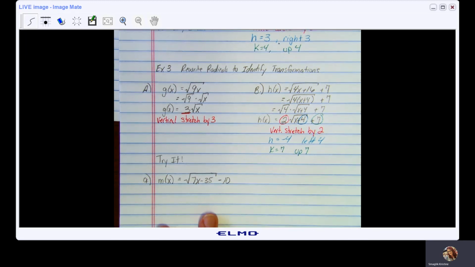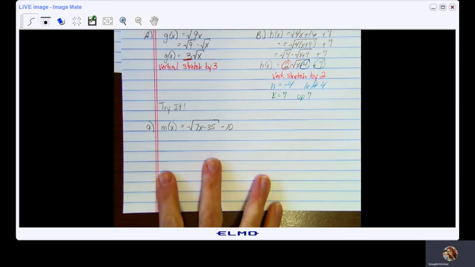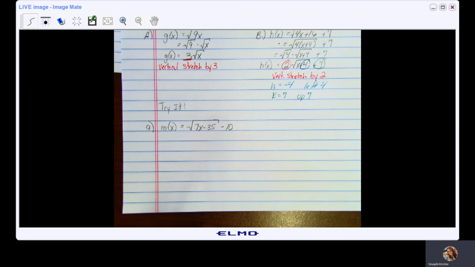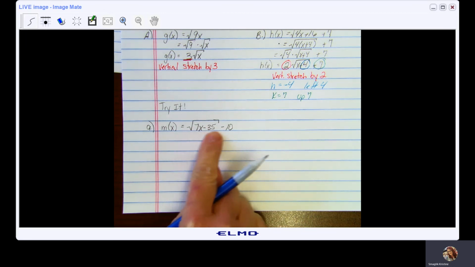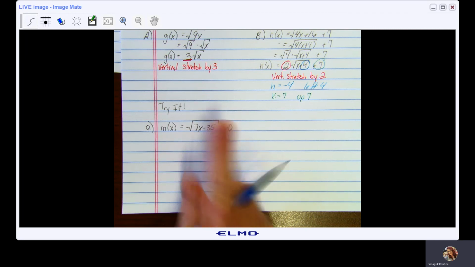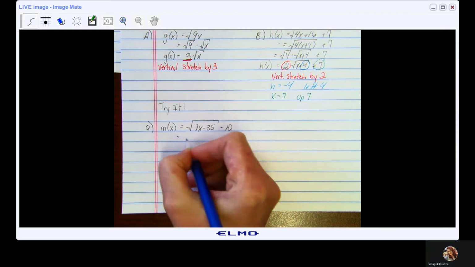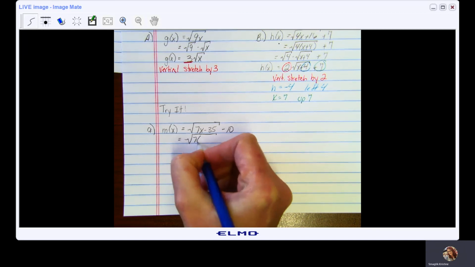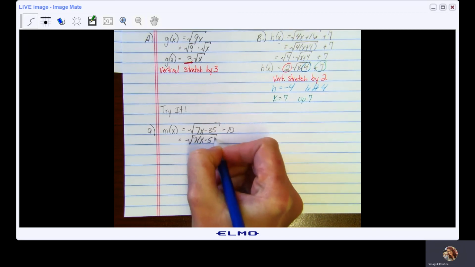Let's take a look at another. This is from the companion book. However, I did change it a little bit. They had 3.5 in there. I'm just going to change that to a 35. So when I look inside this radical, I can see I can factor out a GCF of 7. 7 times x minus 5.